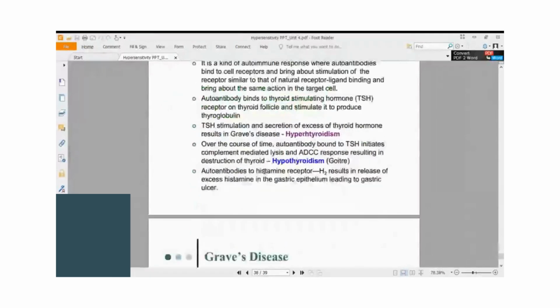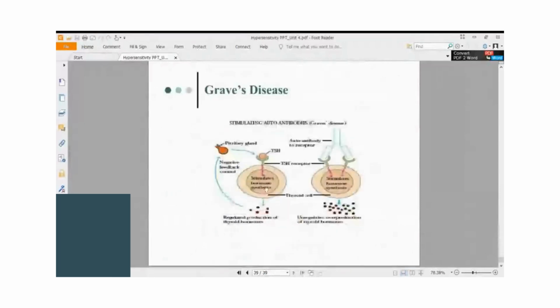In diagrammatic representation, if I have to show, it is like this. This is the normal process where TSH comes and binds to the receptor, stimulates the cells to produce the thyroid hormone or thyroglobulin, and that TSH comes from the pituitary gland. Now, to that thyroid stimulating hormone receptor, the autoantibody comes and binds. Once the autoantibody binds, it will stimulate the cells to produce in the same manner.